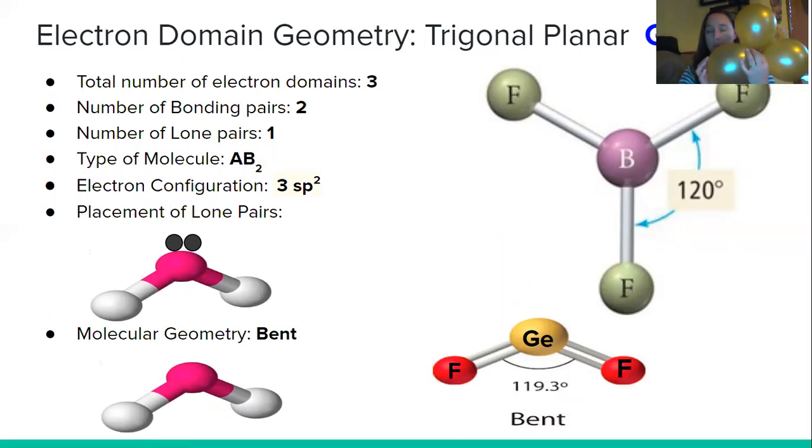Also in my trigonal planar domain geometry, which also has 3 domains, if we take one of these bonds away and we only have 2 bonded pairs and 1 lone pair, so if this was not here, it's still an AB2 molecule. It would be a bent molecular geometry. There would be a lone pair right where this balloon would be. You can see it here in my diagram, the lone pair is right there. It's still a 120 degree bond angle.